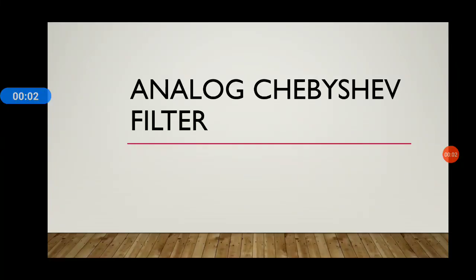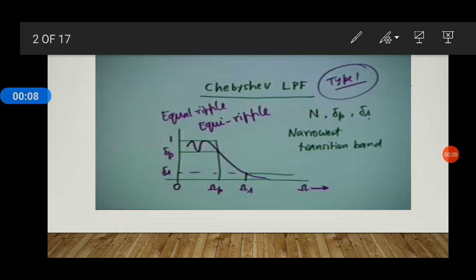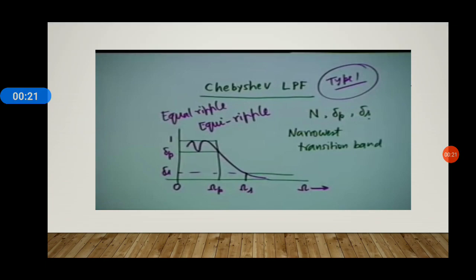This video is about the topic of analog Chebyshev filter. Chebyshev low-pass filter is optimum filter compared to Butterworth filter. Optimum in the sense that if specified del P and del S is given to us, the order of filter that will be required to satisfy that specification will be the lowest compared to Butterworth. And this Chebyshev filter also gives us narrowest transition band.